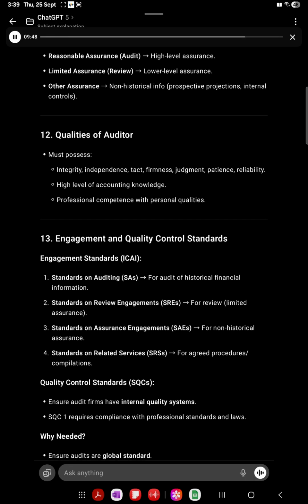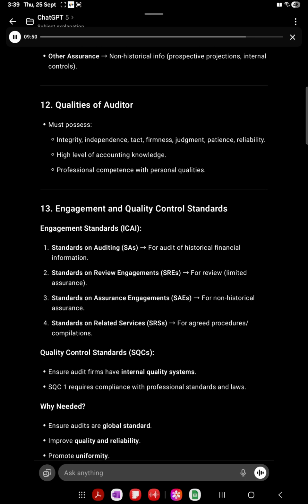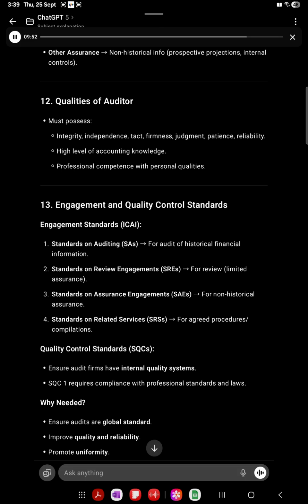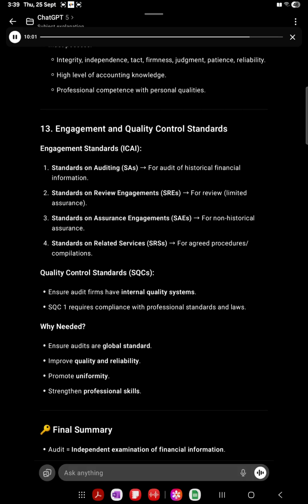12. Qualities of an auditor. An auditor must possess integrity, independence, tact, firmness, judgment, patience, reliability, a high level of accounting knowledge, and professional competence with personal qualities. 13. Engagement and quality control standards.